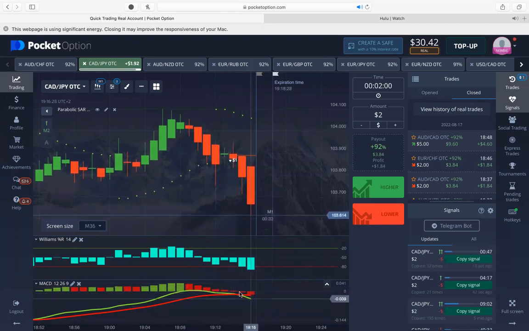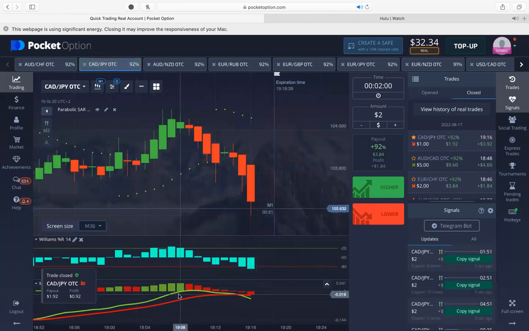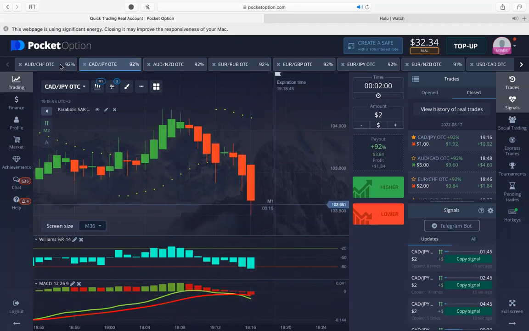We got a cross right here on the MACD. And then we have a peg that's below zero. So the peg is on the other side, the cross is down. Remember, I told you the green line, if it's above the red, it's a buy. If the green line is below the red, it's a sell. So let's take another trade.